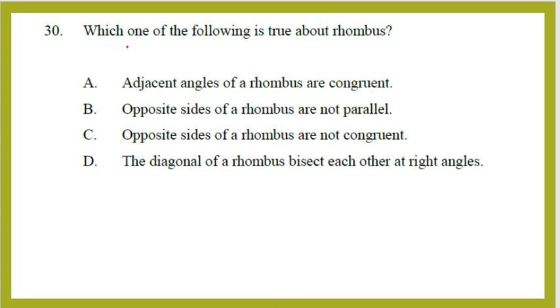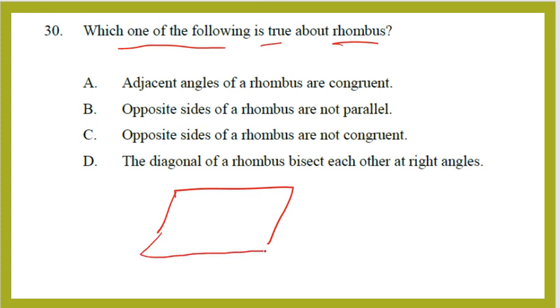What does question number 30 say? Which one of the following is true about a rhombus? First, before we choose a choice, let us see the properties of a rhombus. A rhombus is a 4-sided figure. Again, it is a quadrilateral. In the case of a rhombus, all the sides are equal. And like a parallelogram, opposite sides are parallel and congruent also. And opposite angles are also congruent. This angle is congruent to this one, and the other opposite angles also. Consecutive or adjacent angles are supplementary.